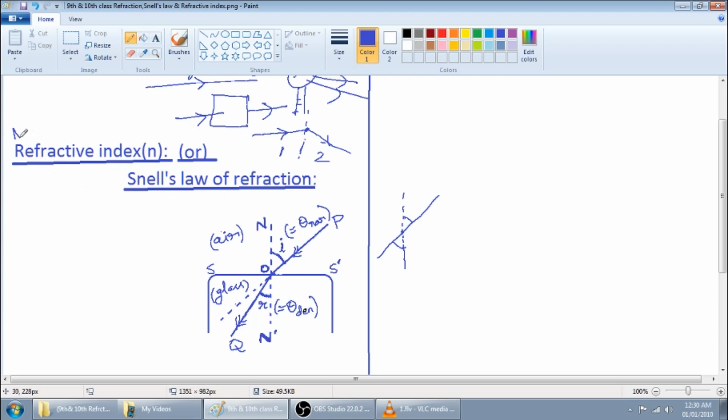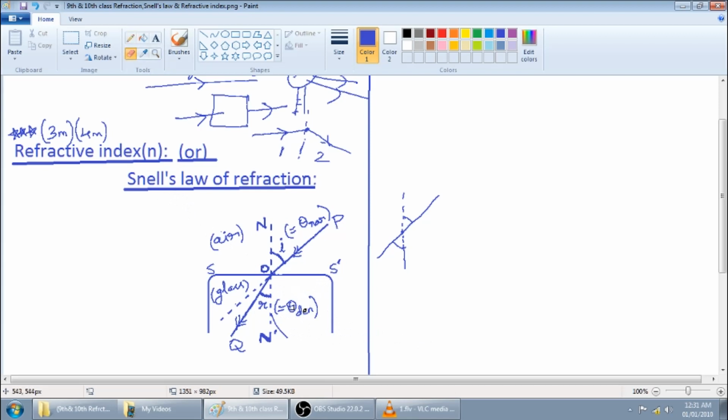This is actually a big question. It carries almost 3 to 5 marks. It's a very, very important question. It carries from 3 marks to 5 marks. 3 marks, 4 marks and even 5 marks, but mostly it's given for 3 to 4 marks. So it's sometimes called Snell's law of refraction, sometimes it's called the definition of refractive index. Both are almost the same. We can see this a little later.